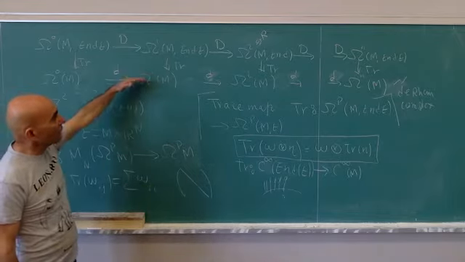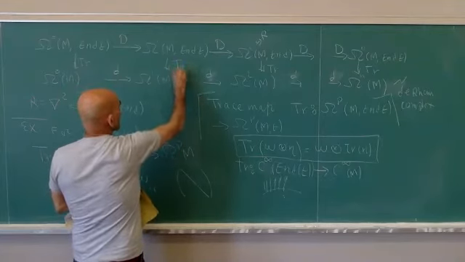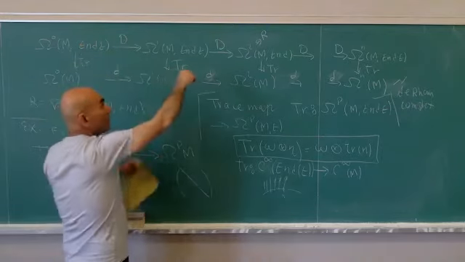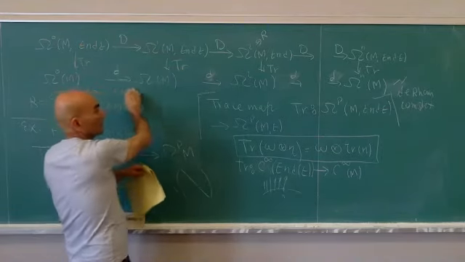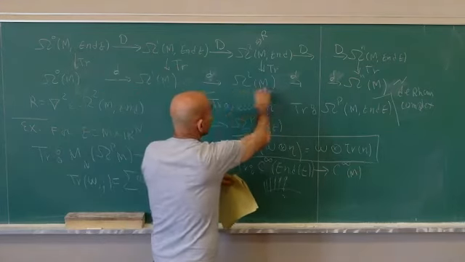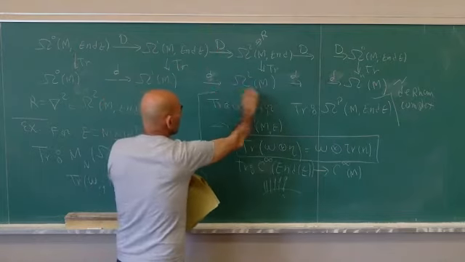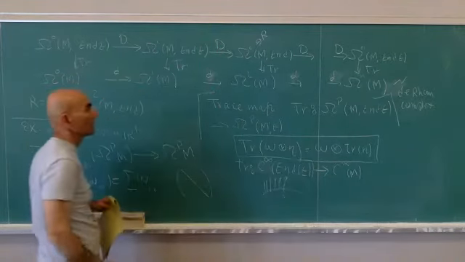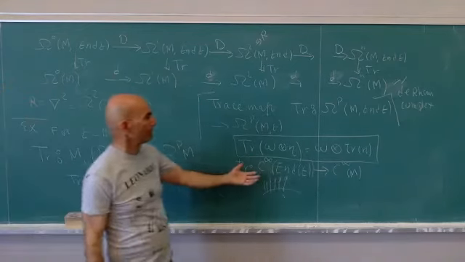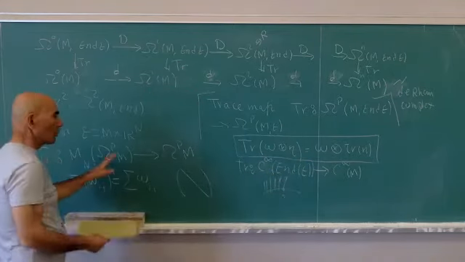So this capital trace map is a device that brings us from the abstract, from the sky, down to Earth. This is where we want to be, down here. We don't want to be in the sky all the time. It is convenient, but eventually we want to come down to forms over our manifold. And this is the map. The map is very easy. Any questions about this map?